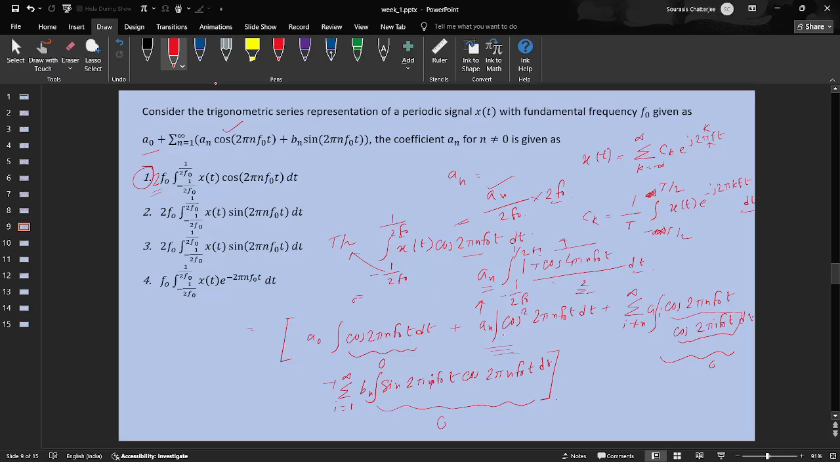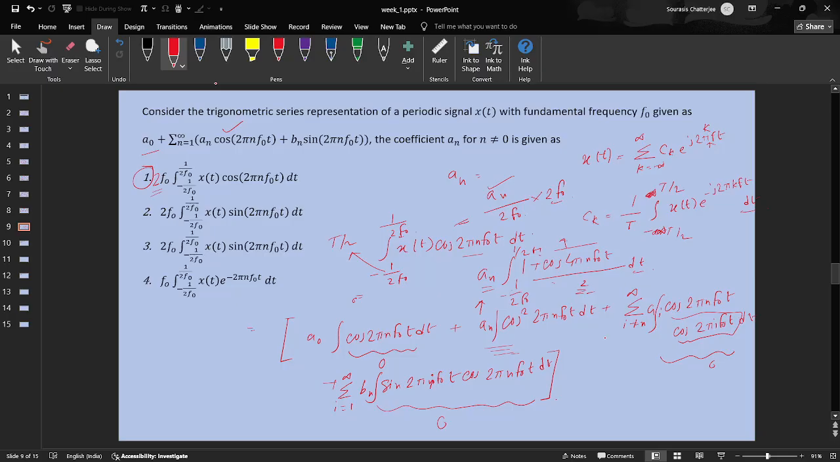The second term, which is of our interest, is where n actually matches, so it leads to a n times one cos that is already there, and another cos provided by the expression of x(t). So you'll have cos squared 2 pi n f naught t dt. I'll keep it as it is.